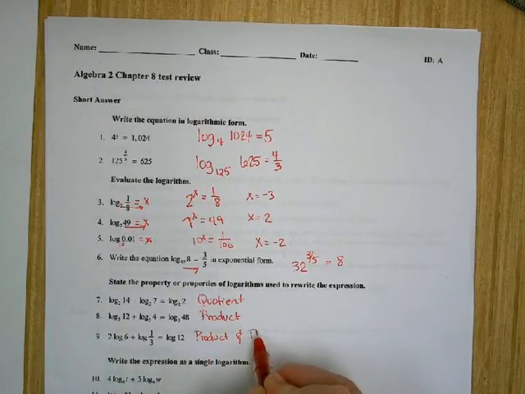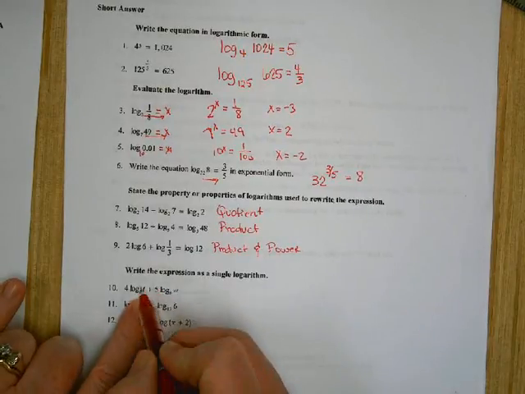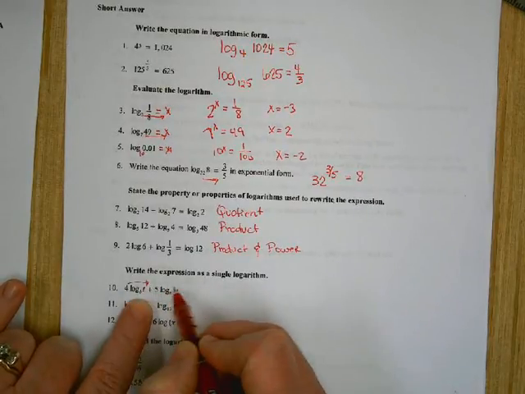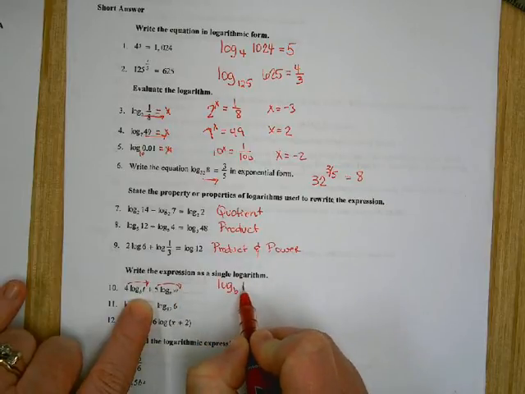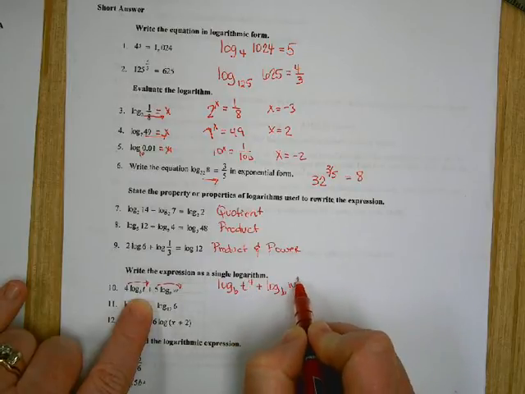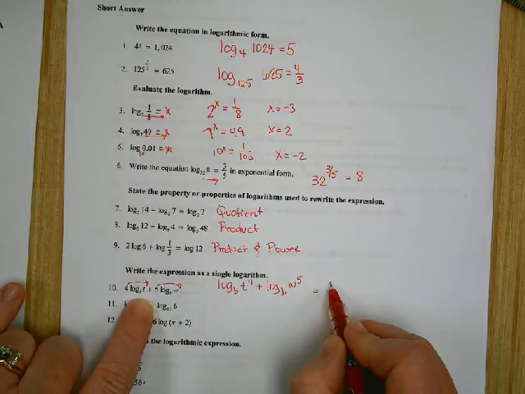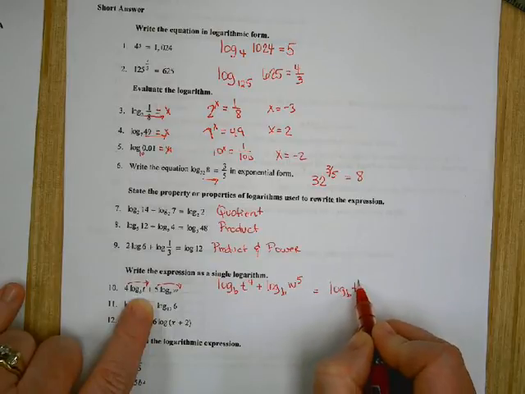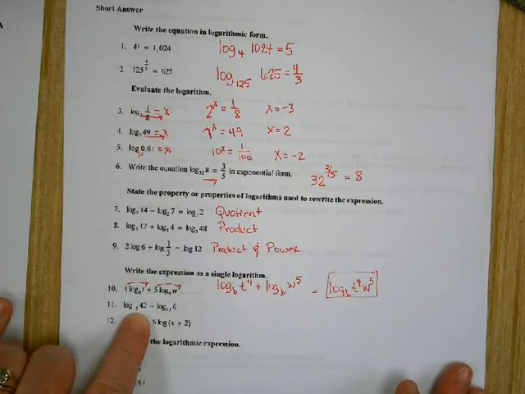10 says write the expression as a single logarithm. The first step is to put the 4 back on the t and the 5 back on the w. So the first step is log base b of t to the 4th plus log base b of w to the 5th. The second step would be to transfer from adding to multiplication. Log base b of t to the 4th w to the 5th. Addition translates into multiplication.